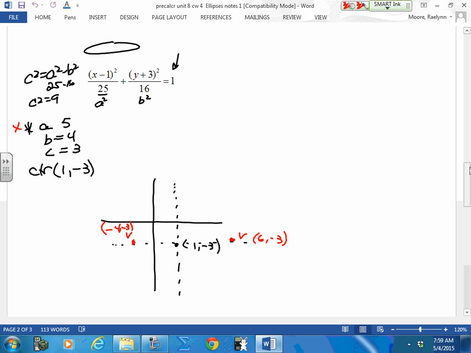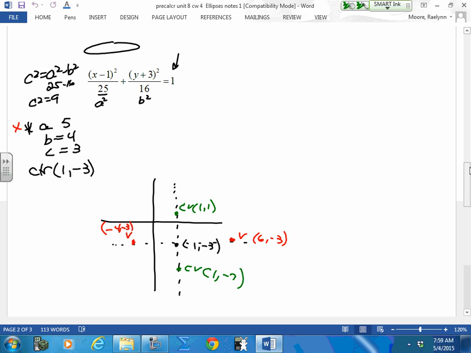Then I'm going up and down. I'm going up and down B, 4. So I go up, co-vertices, down, co-vertices. So up and down changes the y, moves the y-axis. So what's this point going to be up here? I need to add 4 to negative 3. 1, 1. And this point down here, 1, negative 7.